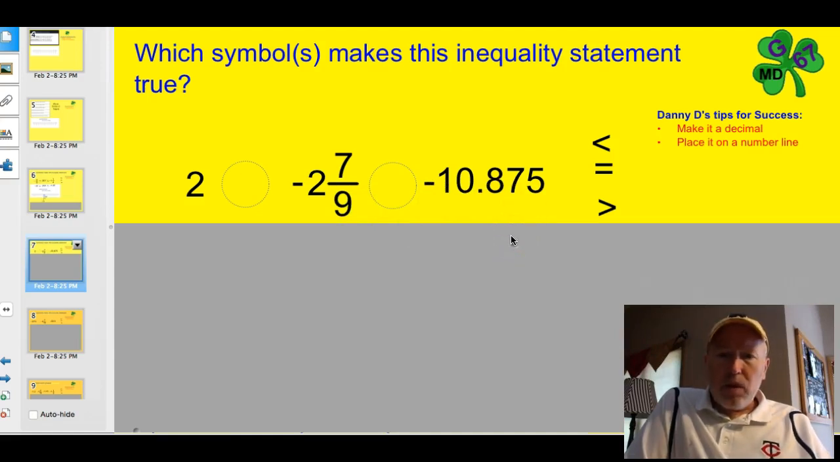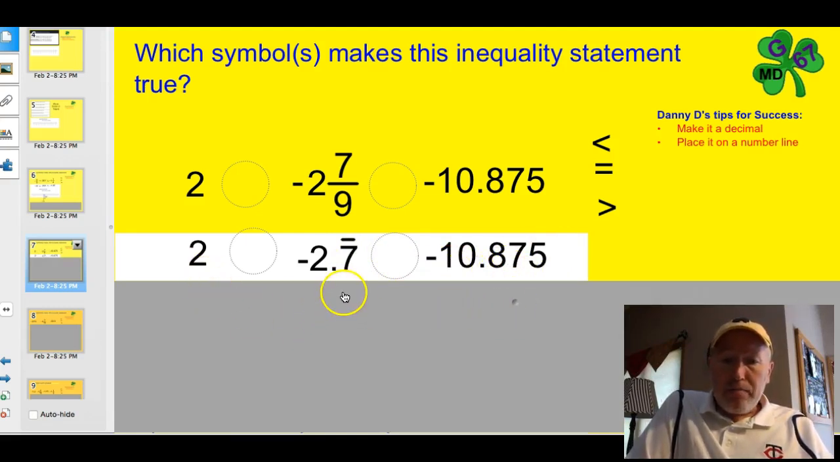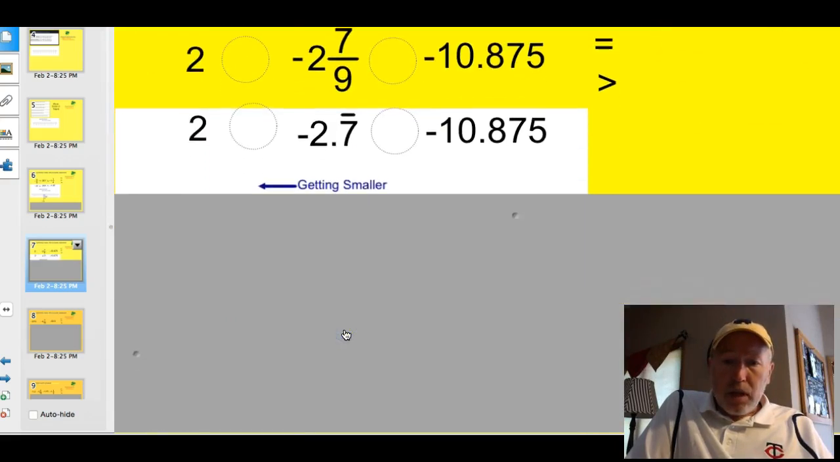Okay, let's take a look. Well, first of all, step 1, make them all decimals. I did that for you. So we got negative 2.7 repeating, and then this one here was already a decimal. We'll just leave that. This one is an integer we're throwing in this time. So let's place those on the number line. Scroll down here a little bit.